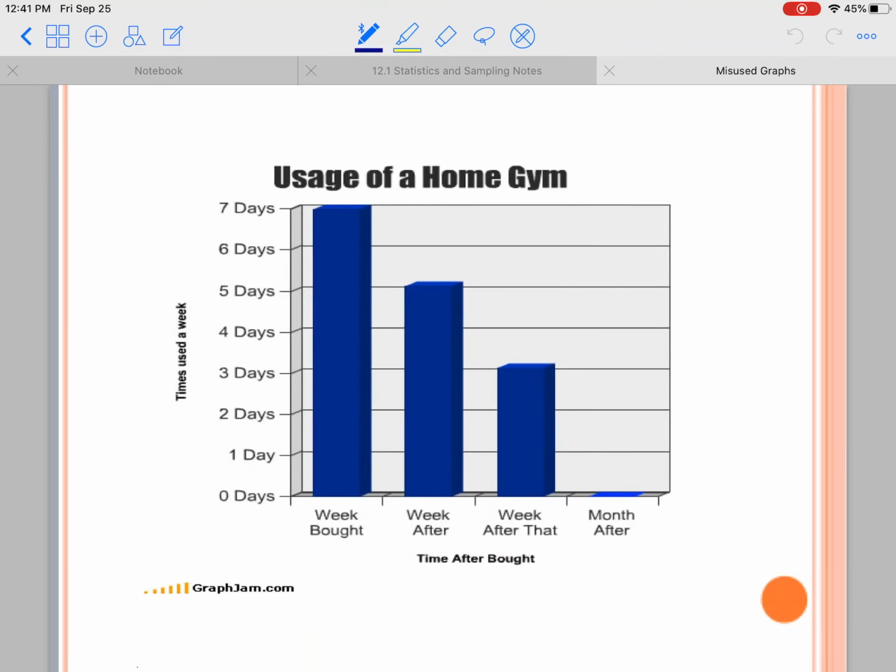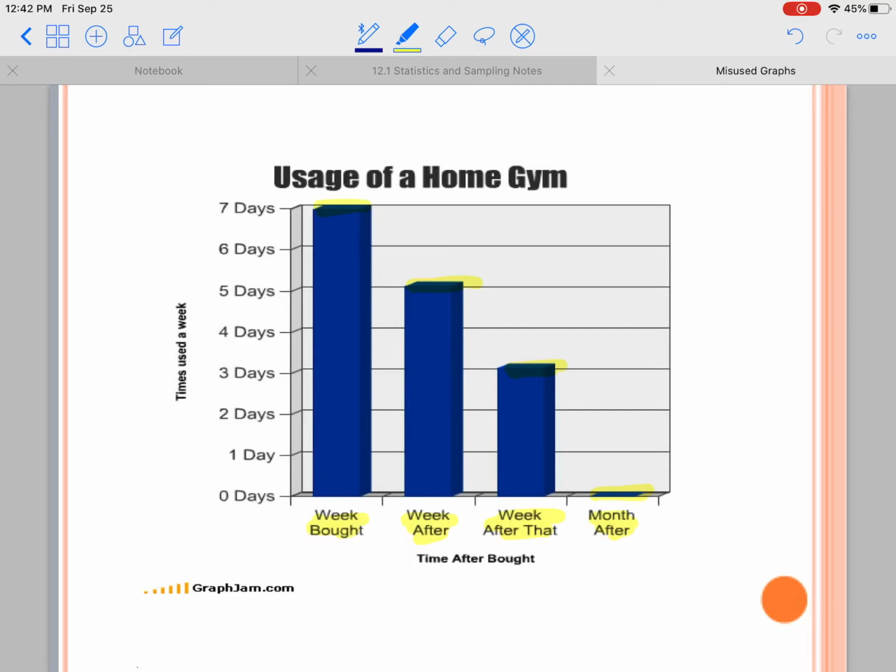All right, let me show you another one. I think this is, yeah, this will be the last one. Usage of a home gym, okay? So the week you bought your home gym, you used it 7 days. 1 week after, you only used it 5 days. The week after that, you only used it 3 days. And then the month after that, boom, not using your home gym.